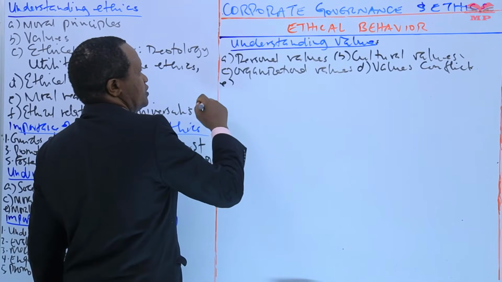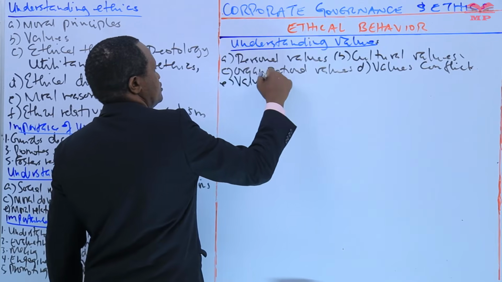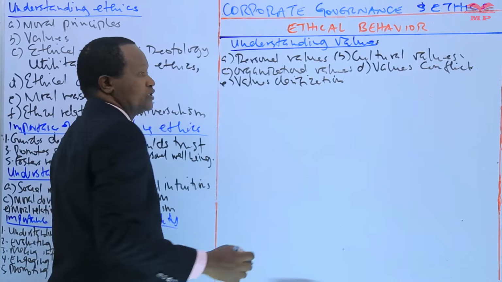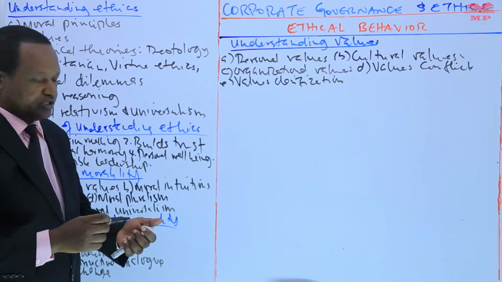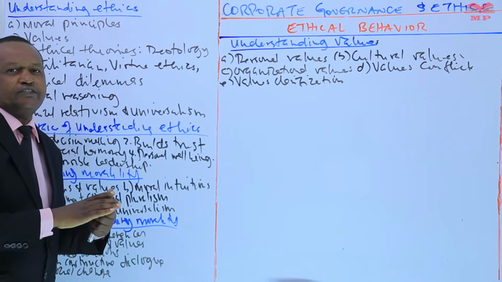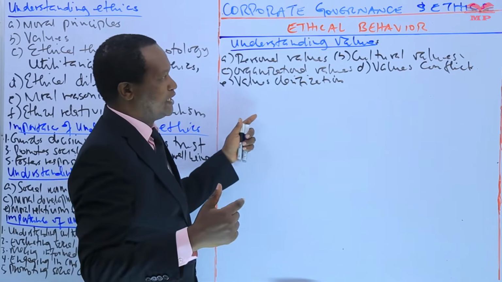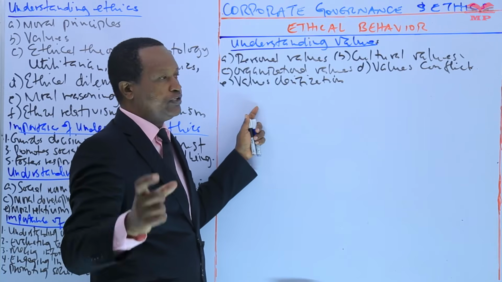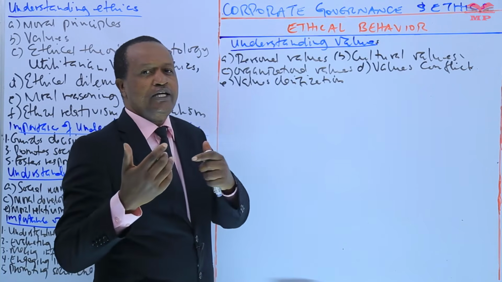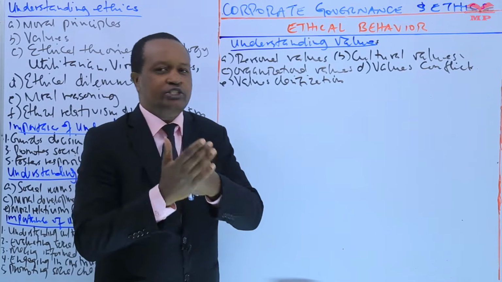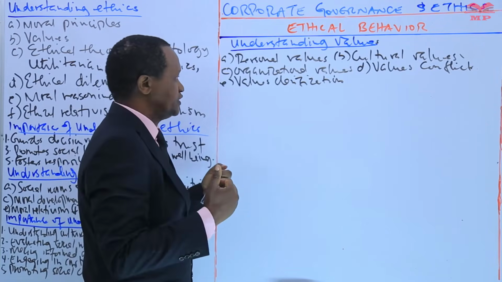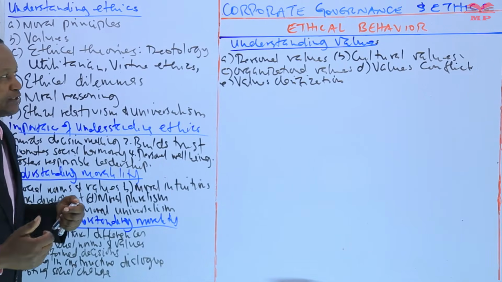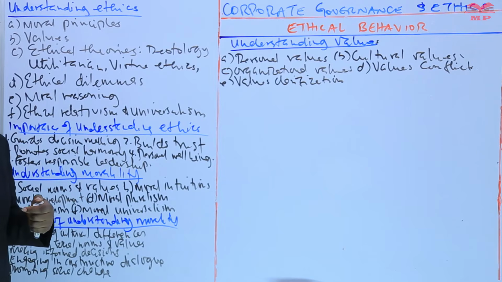Number 5, we have values clarification. The process of values clarification involves identifying and prioritizing our personal values, and that can help us make more informed and intentional decisions that align with our core beliefs. Values clarification. That is an aspect of understanding values.